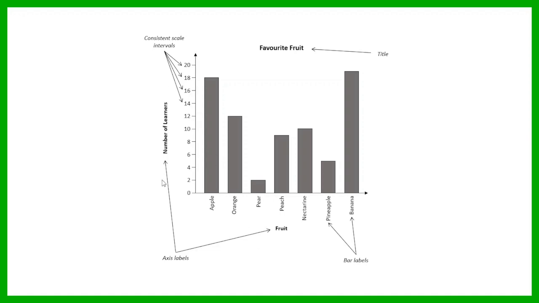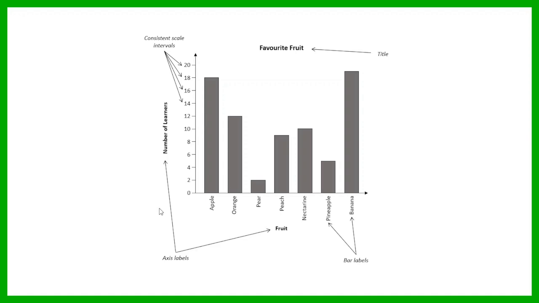Then over here, this is where we've got the scale, which is what we're counting in. That scale has to be consistent. It has to all be the same size intervals, the same size gaps over here, and it has to be consistent numbers as well. So in this case, we're counting in twos.